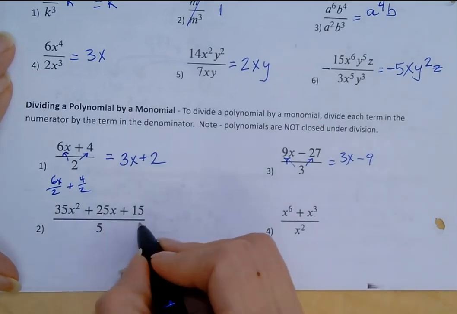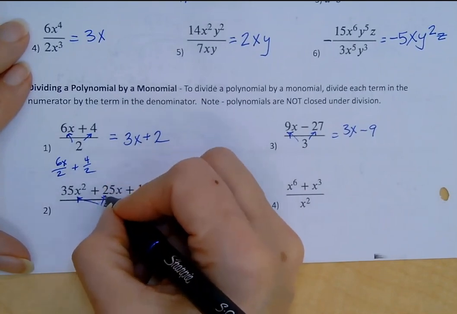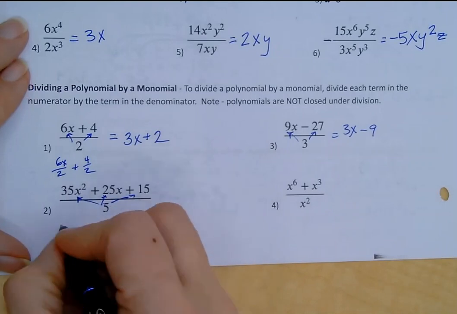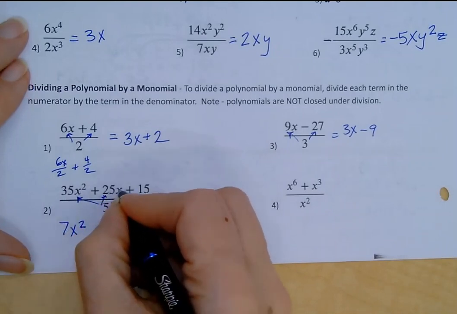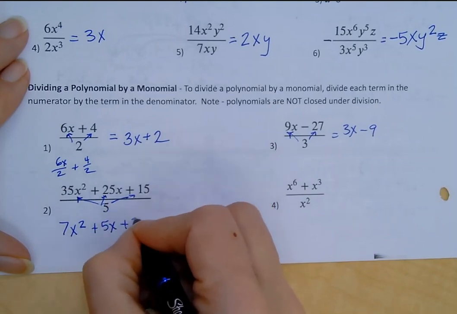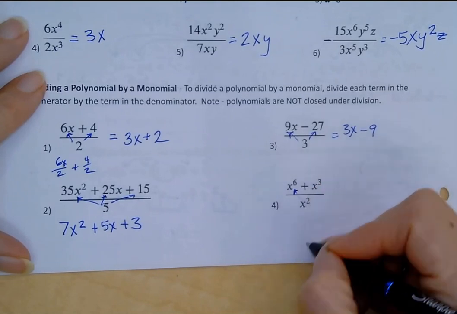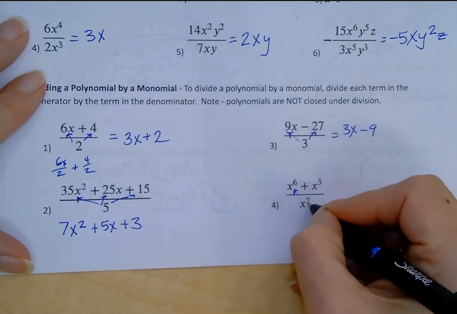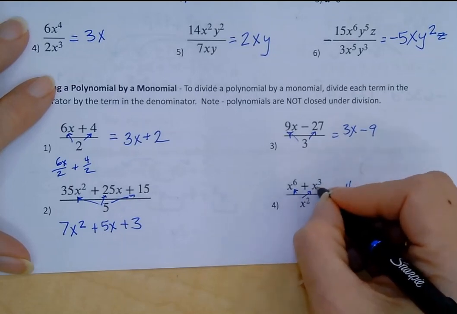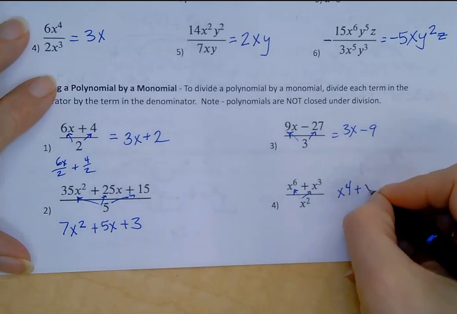Okay, this time I have 3 terms in my numerator, so I'm going to divide every single term up there by 5. 35x squared divided by 5 is 7x squared. 25x divided by 5 is 5x. And 15 divided by 5 is 3. Okay, x to the 6th over x squared, that's going to be x to the 6 minus 2, so it's x to the 4th. And x to the 3rd over x squared is going to be x to the 3 minus 2, which is just x.